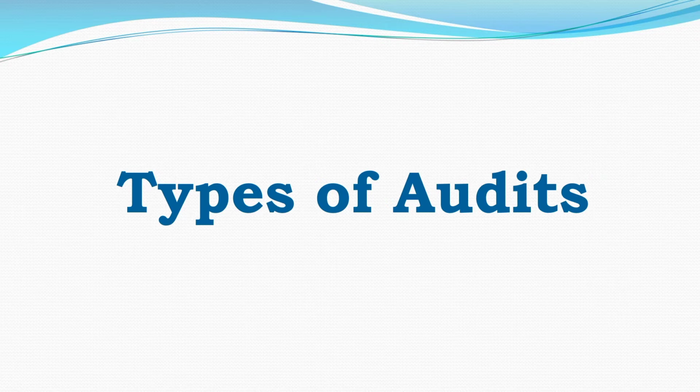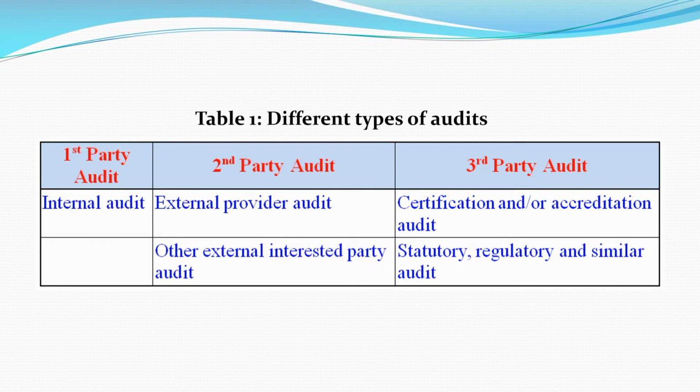Types of audits. There are three types of audits: first party, second party, and third party. First party audits are internal audits. Second and third party audits are external audits. So here, table 1 shows different types of audits.